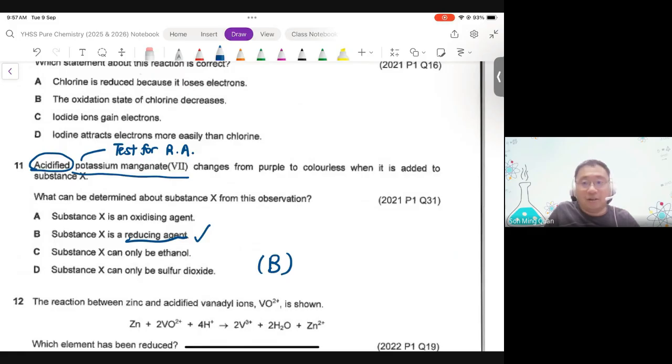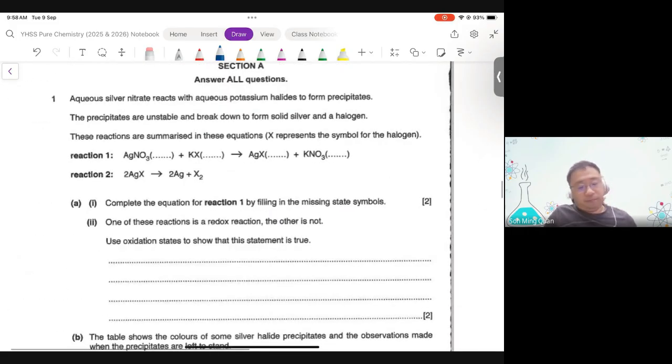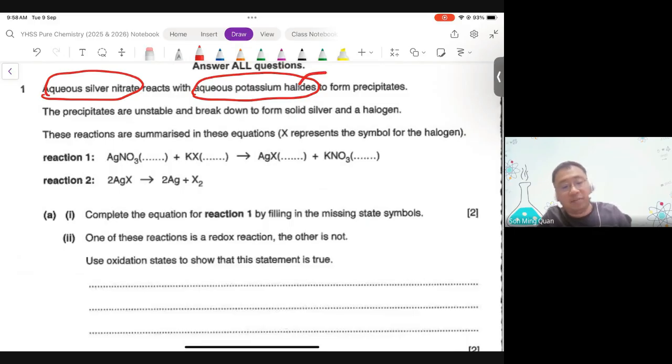Now, the next question we'll do is from the structured section. If you look at structured section A, you will realize that question 1 looks very familiar because you have done this before in class. It's part of the Redox notes, but let's just refresh our memory. How would you answer this? First, you got to read the question. Aqueous silver nitrate reacts with aqueous potassium halide. Potassium halide. Halide is what?